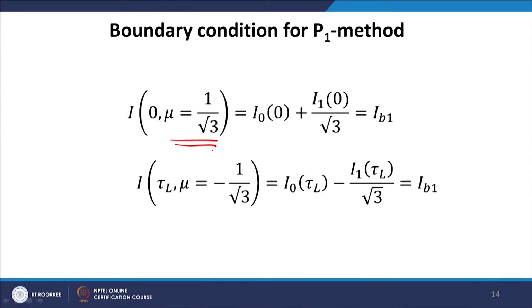So, the boundary condition now becomes I 0 at 0, that is the bottom wall, plus I 1 at 0 by root 3 is equal to I b1. This is the first boundary condition at tau equal to 0. The second boundary condition is in the direction mu equal to minus 1 by root 3, and I 0 at tau L minus I 1 at tau L by root 3 is equal to I b1. This is the second boundary condition at tau equal to tau L.